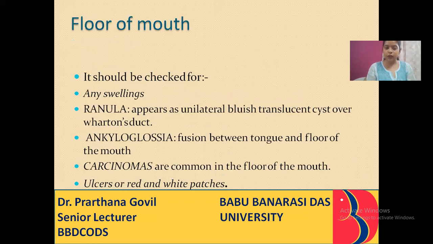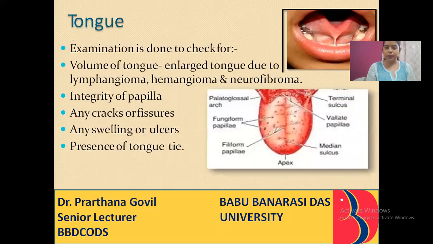If there is a ranula, it appears as an anterior unilateral bluish translucent cyst over Wharton's duct. Ankyloglossia will occur, and you will see it as a fusion between the tongue and the floor of the mouth. Carcinomas are common in the floor of the mouth. Ulcers and red and white patches may also be seen.